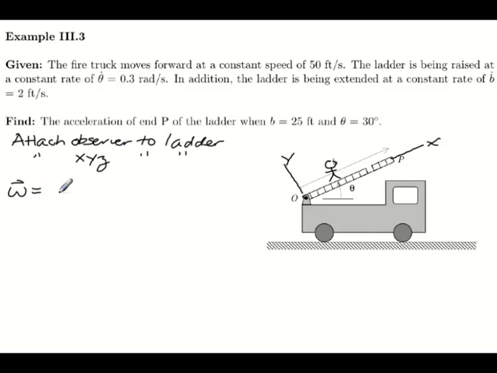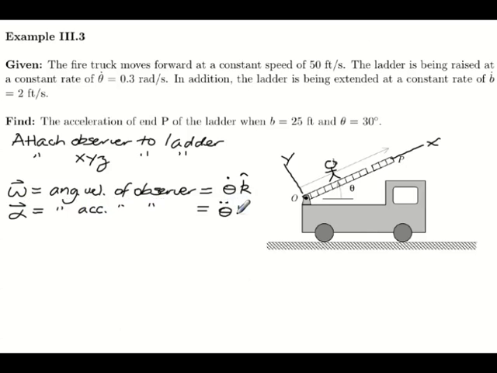One is the angular velocity of the observer. In terms of rotation, all our observer is doing is rotating with this rate of theta dot, and that's in the positive k. The alpha vector is always the angular acceleration of the observer, and so that's going to be theta double dot k. The problem says that theta dot is a constant, so that's a 0.